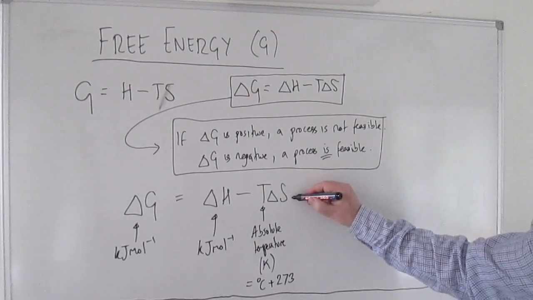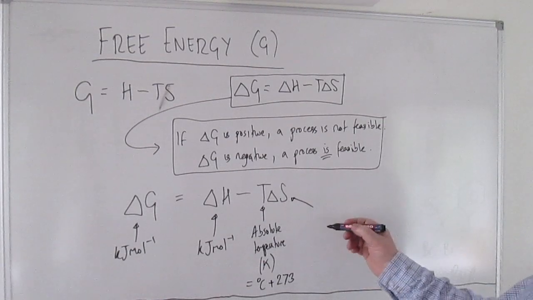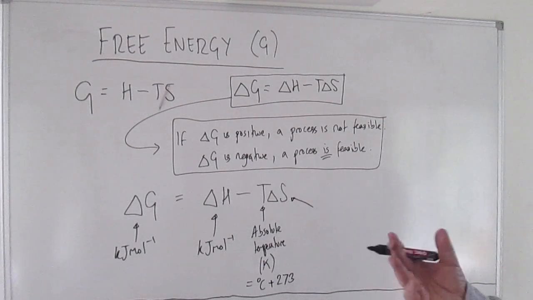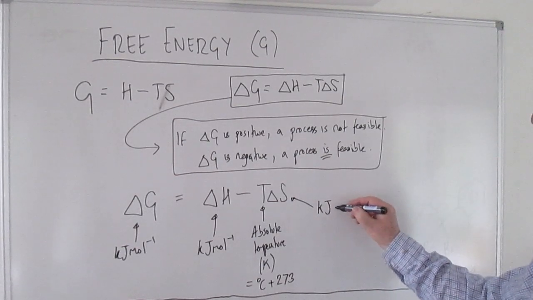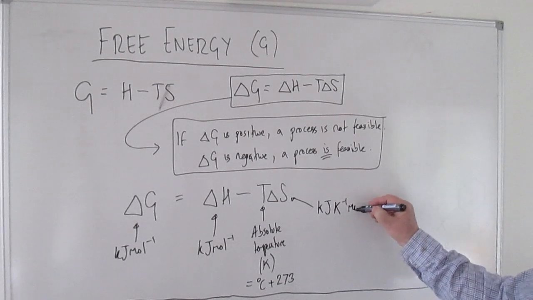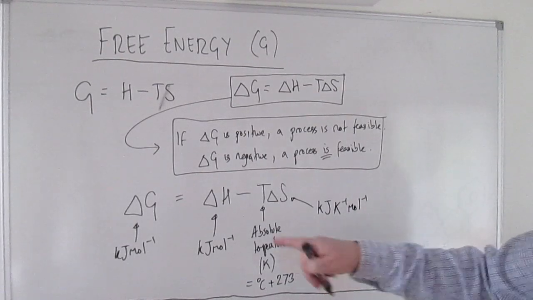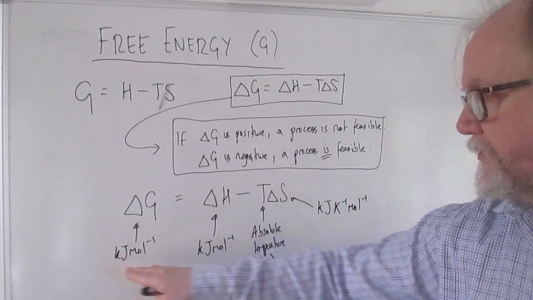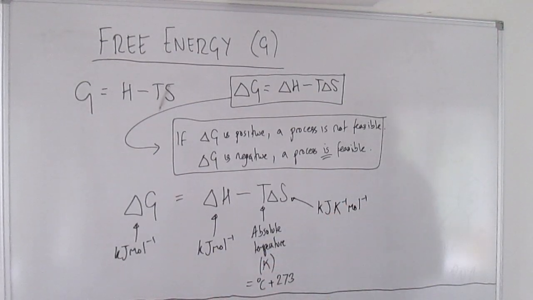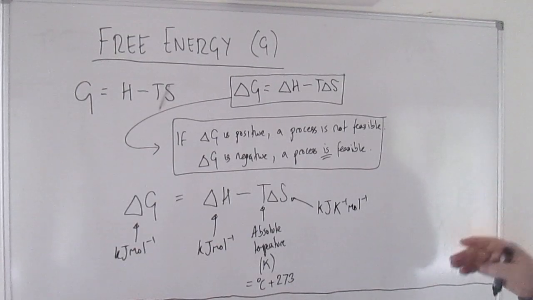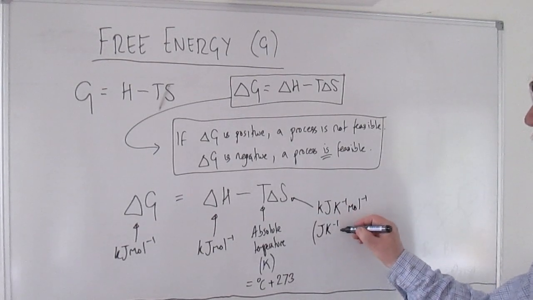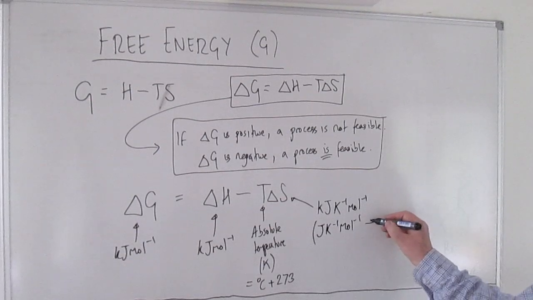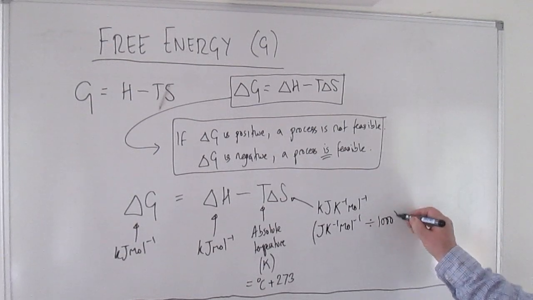And delta S is usually given in joules per Kelvin per mole, as you know from the stuff you've already done. But for this equation, it needs to be in kilojoules per Kelvin per mole, because the units have got to be compatible, and because we're working with kilojoules here and here, it needs to be kilojoules there as well. So that means that usually you have to take the number you're given in joules per Kelvin per mole and convert it. So that's joules per Kelvin per mole divided by 1000.